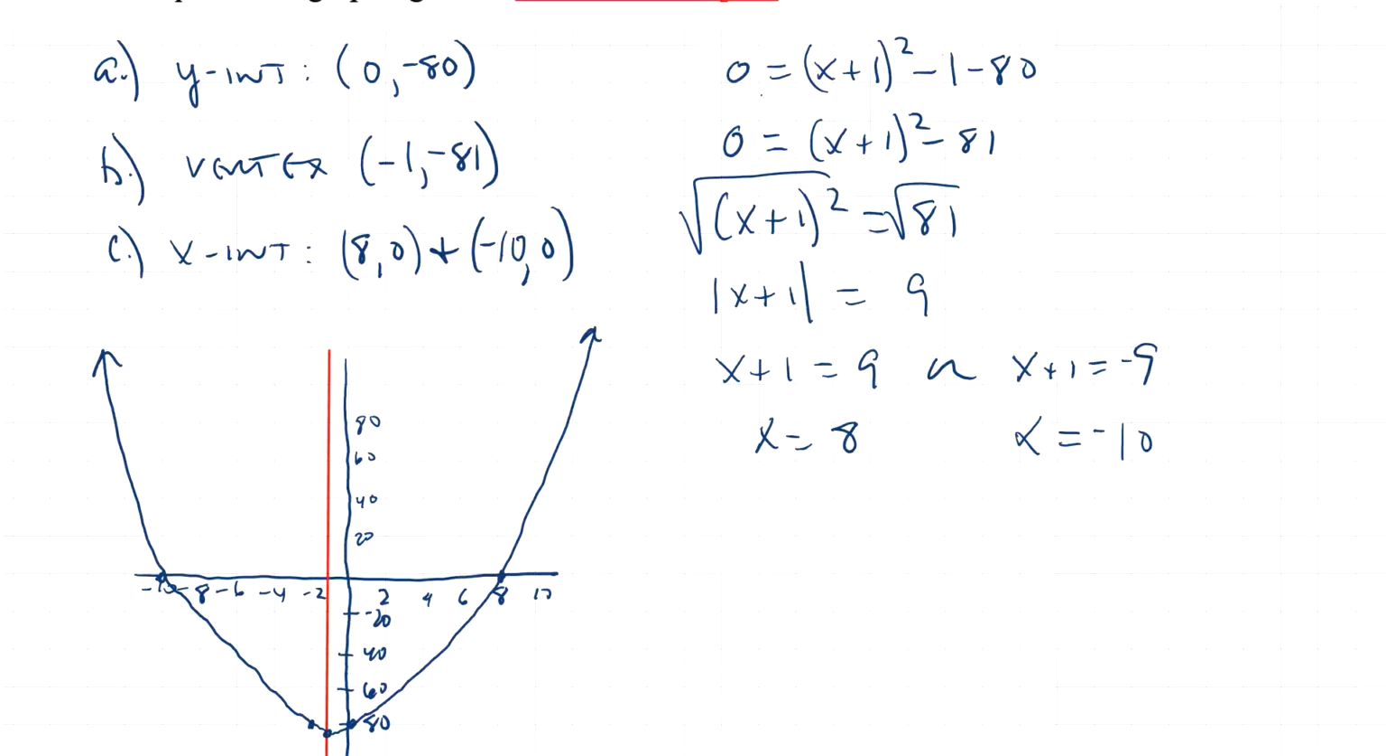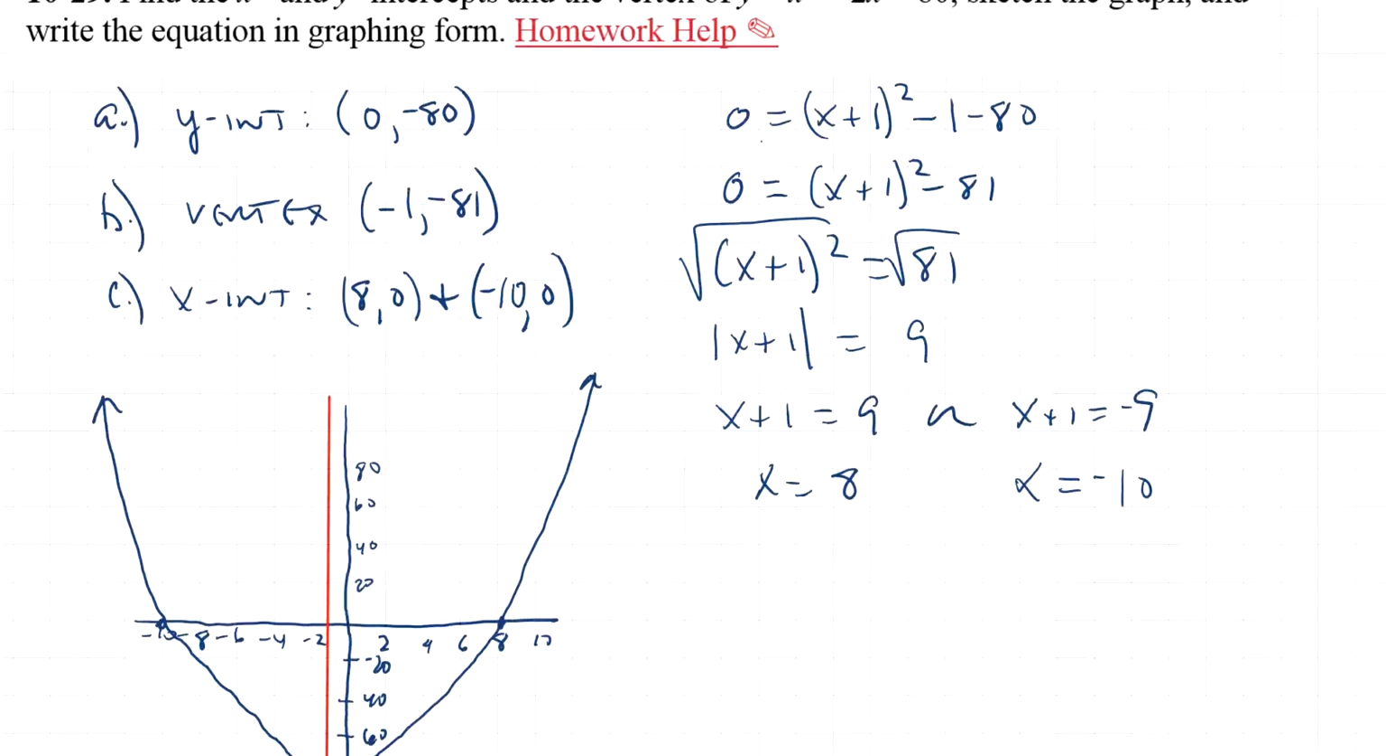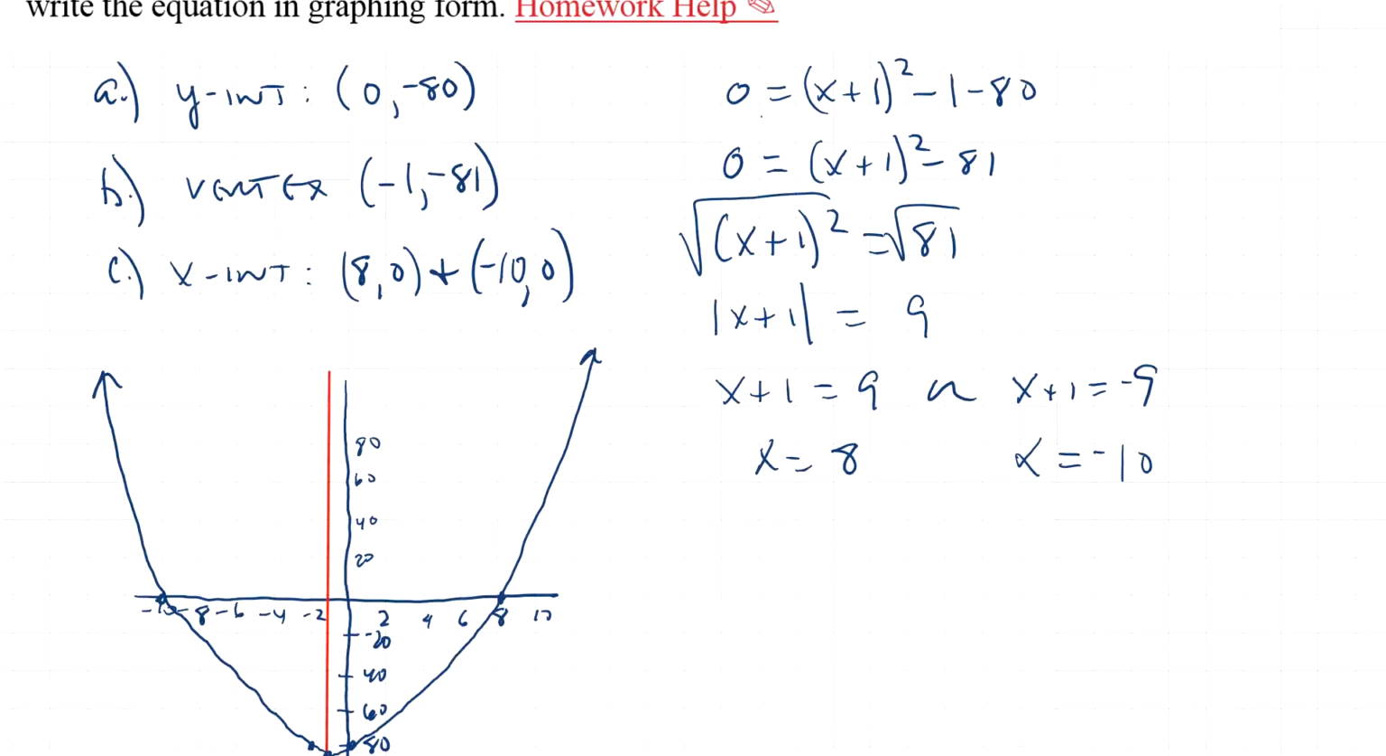What I did is I converted the equation to vertex form by completing the square on x squared plus 2x, that became x plus 1 squared, and then minus 1 minus 81. So technically the equation looks like this: y equals x plus 1 squared minus 81. And that's the equation in graphing form.